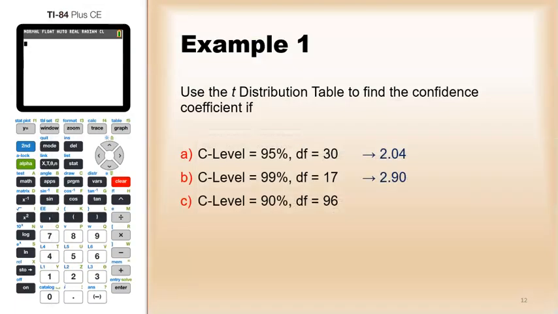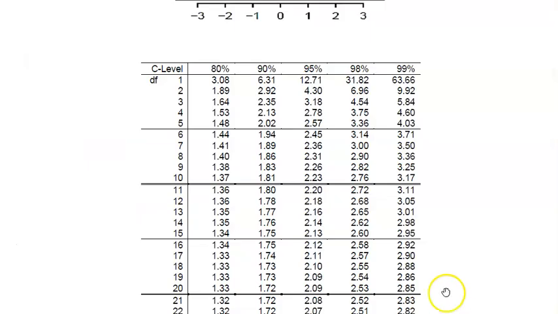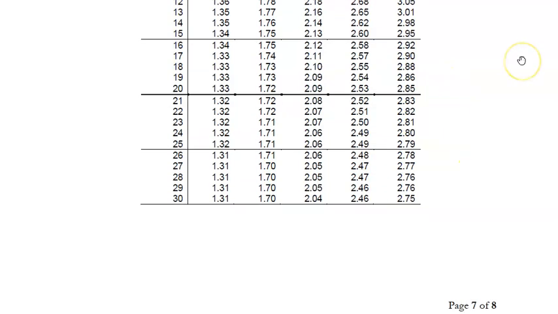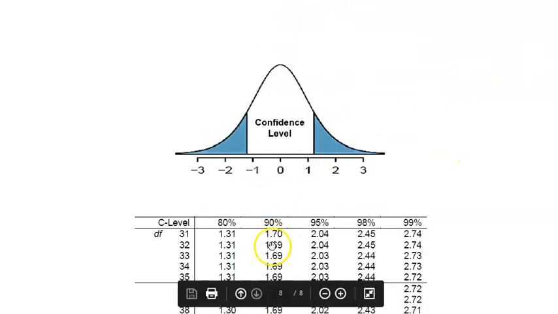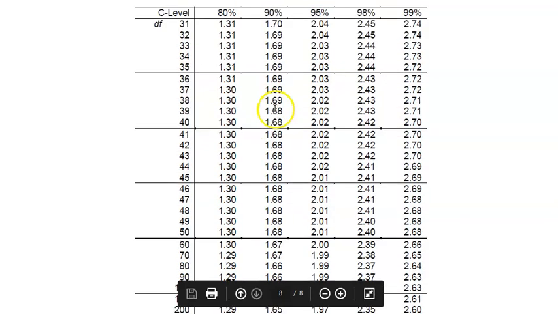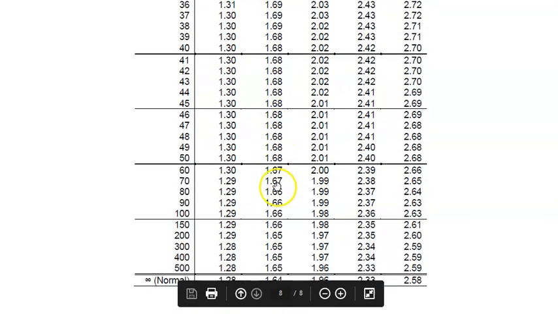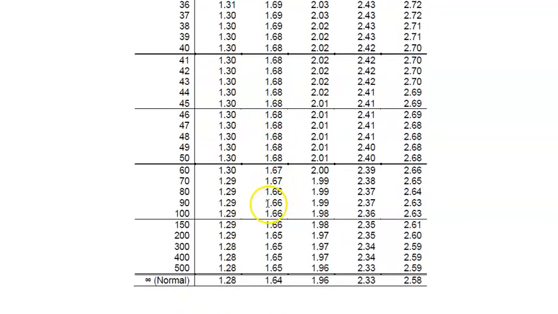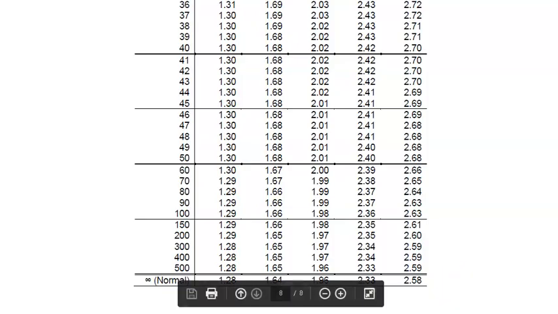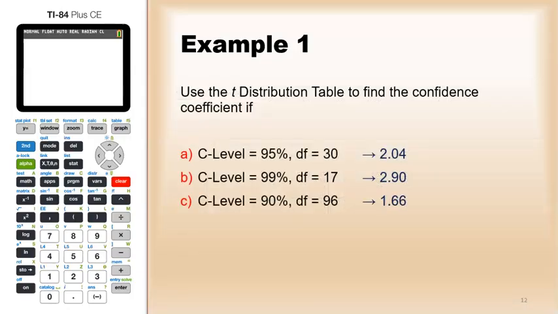All right, 90% confidence with 96 degrees of freedom. Well, we'll need to go to the next page. In this case, you notice you don't have 96, but 90 degrees of freedom is 1.66 and 100 degrees of freedom is 1.66. 96 degrees of freedom will be in between those two, so I'll use 1.66.